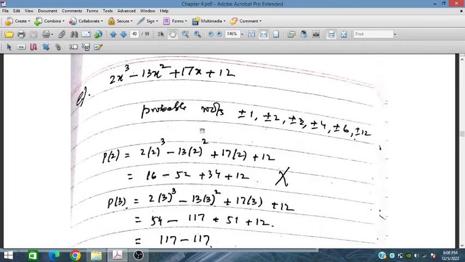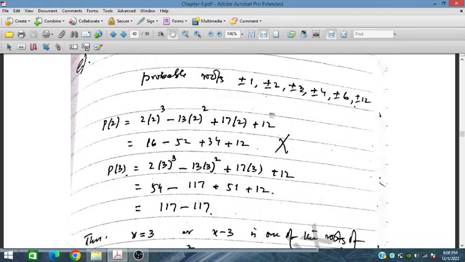Part E. Here we have 2x cubed minus 13x square plus 17x plus 12, and the probable roots are the factors of 24. So the possible solutions may be plus minus 1, plus minus 2, plus minus 3. These are the numbers that can divide 24 easily. So we put some values here by inspection or by hit and trial. There we see that by placing 2, the result is not 0. So this is not the root.